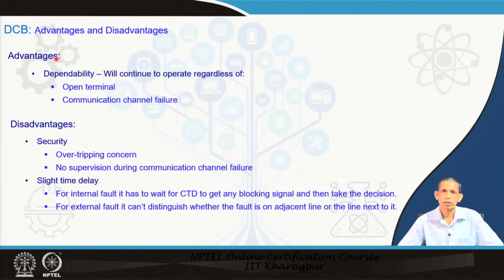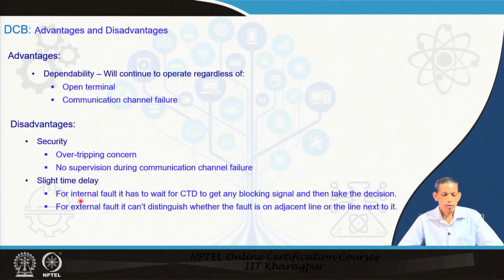The advantage of the directional blocking scheme is that dependability will continue to operate regardless of an open terminal or communication channel failure. This is the advantage of the DCB scheme: even with an open terminal at the other end and also a communication channel failure, it will remain operational. The disadvantage is the overtripping concern and no supervision during communication channel failure. That is a compromise from the security perspective.